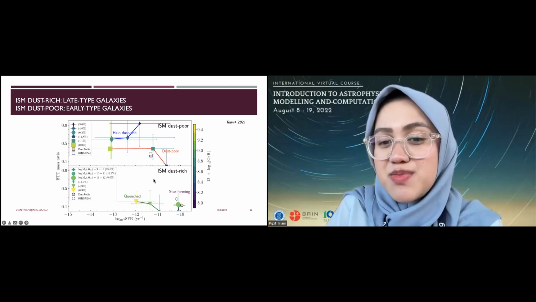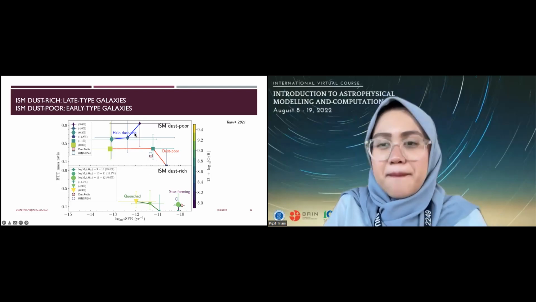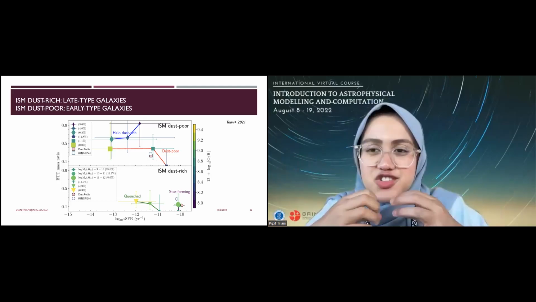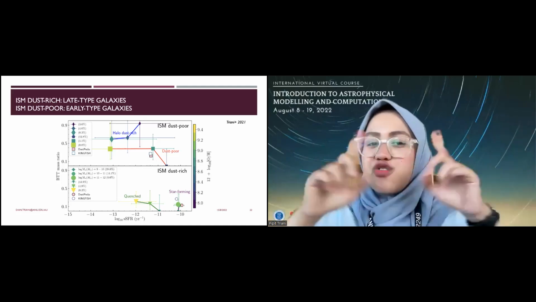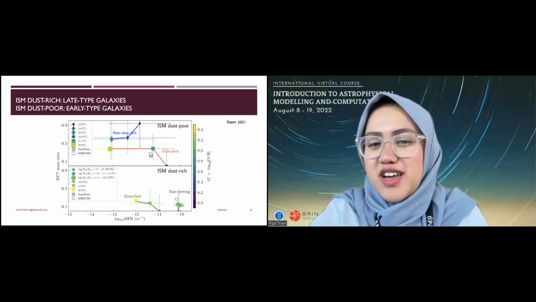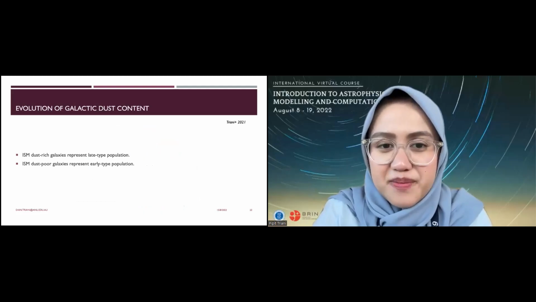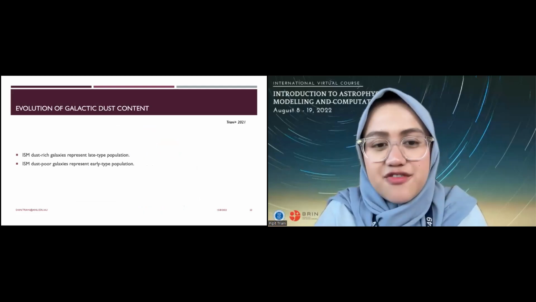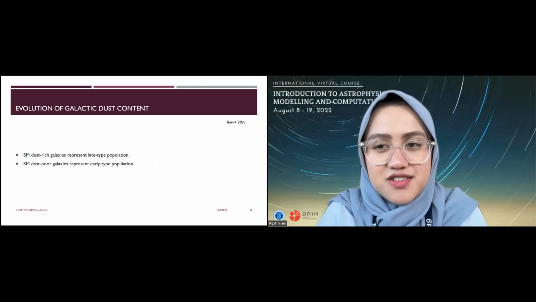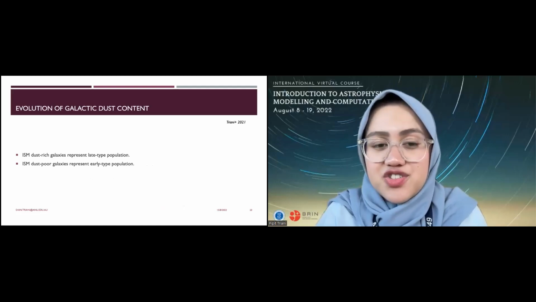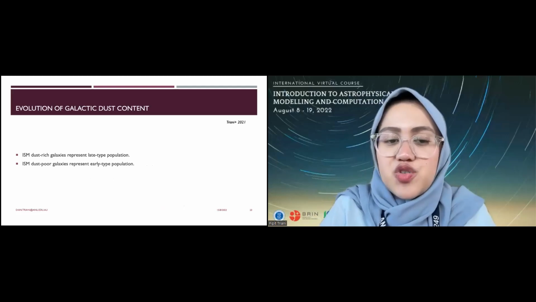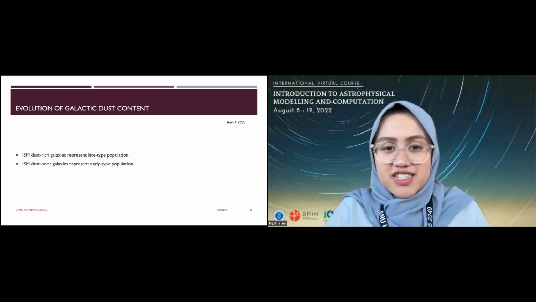So these galaxies must have been ISM dust rich in the past, but because they have a very energetic outflow and feedback, they expelled all of the dust to their halo. And that's how they expelled their metals too, and that's why their metallicity is very low. So this kind of confirms the typical spirals and ellipticals that we talked about before. The ISM dust-rich galaxies usually represent the late-type population, while the ISM dust-poor galaxies more represent the early-type populations.